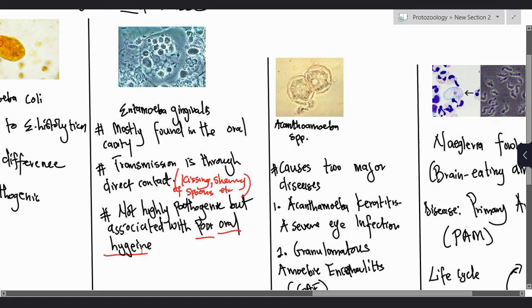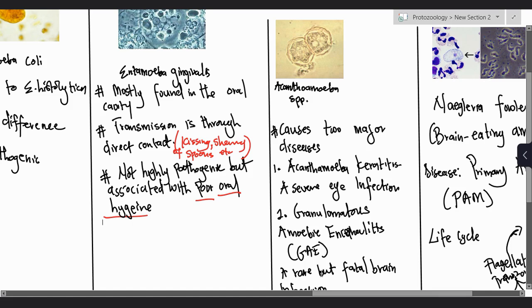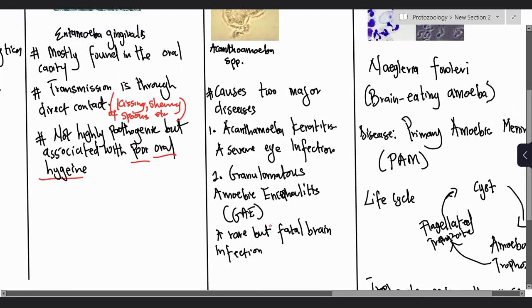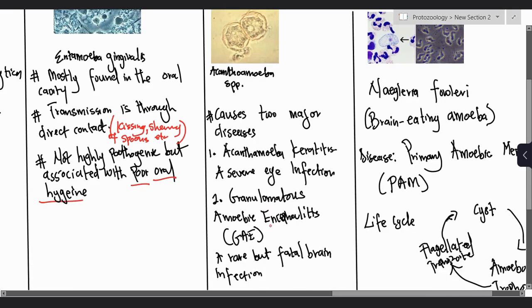Now our next amoeboid protozoa is the Acanthamoeba species. The Acanthamoeba species mostly causes two diseases. So we have Acanthamoeba keratitis, which causes severe eye infection, and then we have the granulomatous amoebic encephalitis. For this one, it has to do with brain injury. So this organism is one of the most fatal amoebas that we have, though it's rare, but it causes this severe brain infection, mostly found in children. Okay, so that is the Acanthamoeba species.